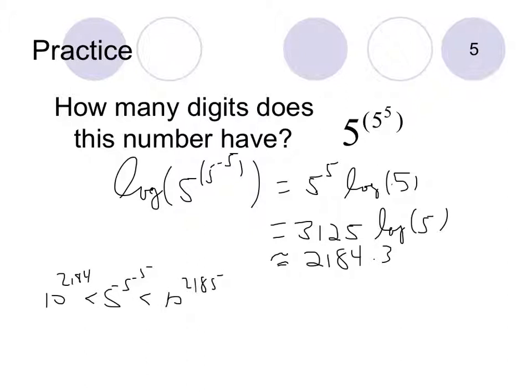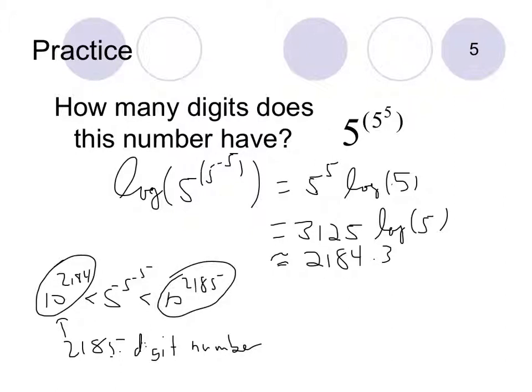And so since this is the first 2,185 digit number, and they don't go up to 2,186 digit numbers until you get to this guy, that means that the answer to our question is that 5 to the 5 to the 5 is a number with 2,185 digits.